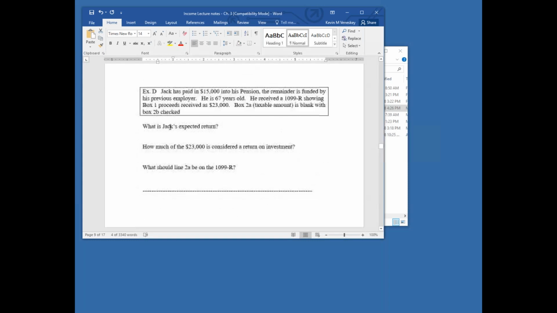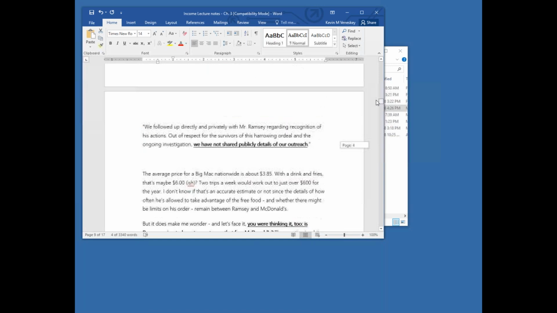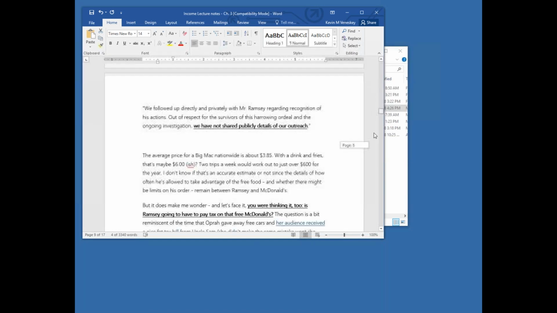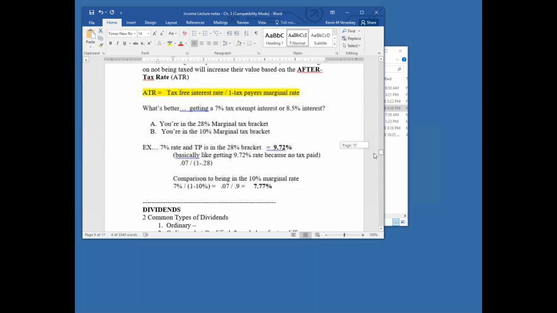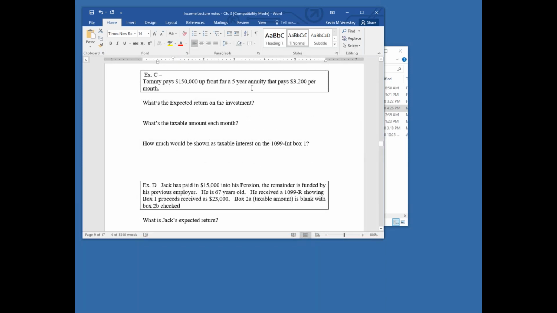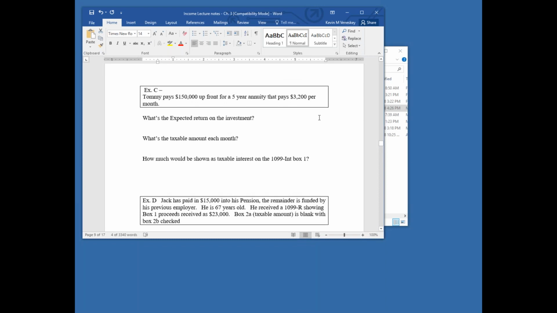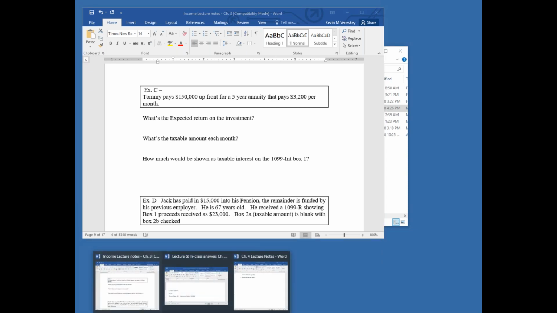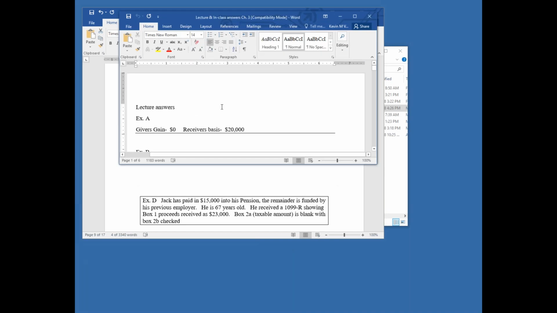All right, so let's look at these couple examples. I don't know if I have an example A or B, if I just got rid of them, but we can use this. We'll just start here with C. Tommy pays $150,000 for a 5-year annuity that pays $3,200 a month. So using the example above, pause the video and work through what each one of these 3 should be, and we'll go through the answers here in a few seconds.